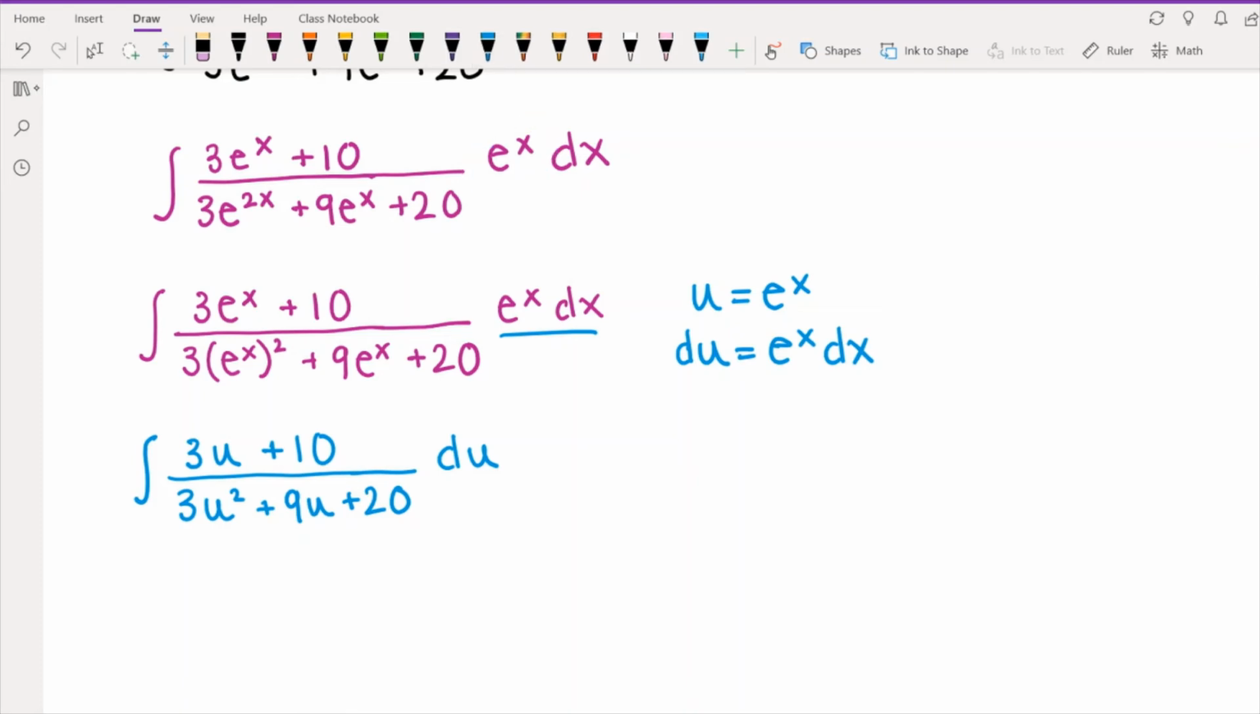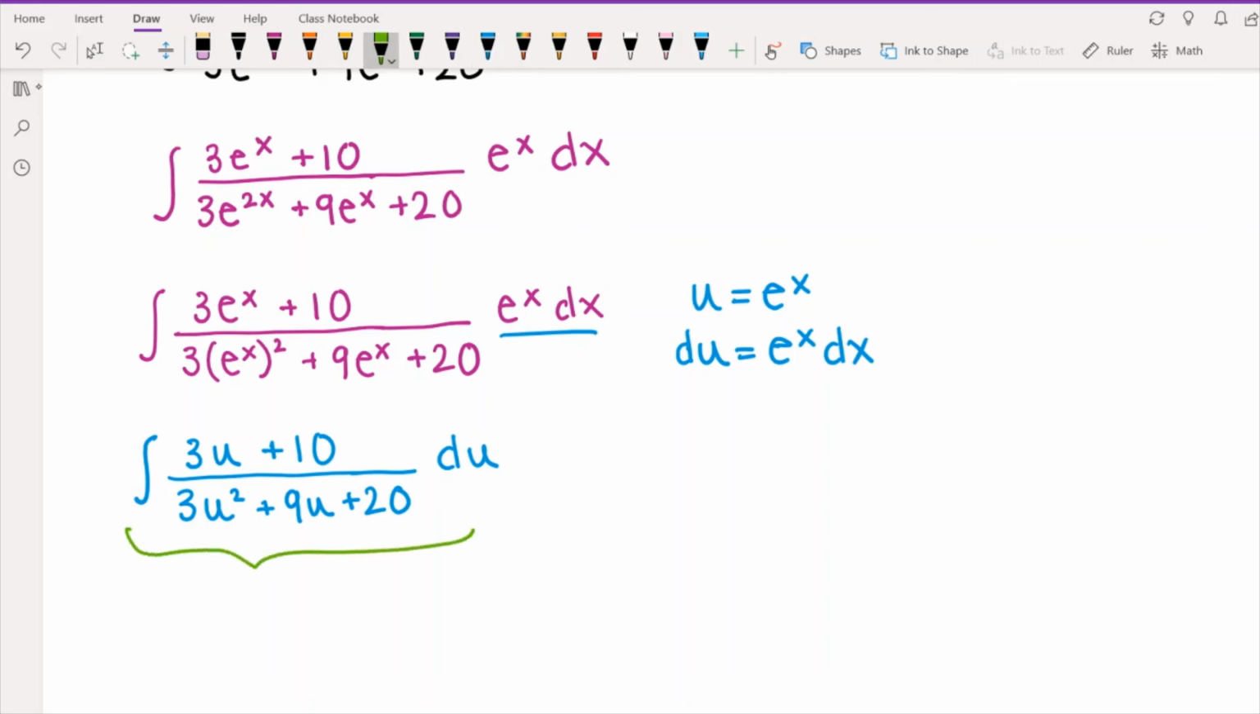So if you hadn't noticed that you could factor this out, that's okay. You would have an extra e to the x in the denominator, and then you would have to cancel that out with the extra e to the x that would still be in your expression. So it'd still work. And then from here, you can use partial fractions.